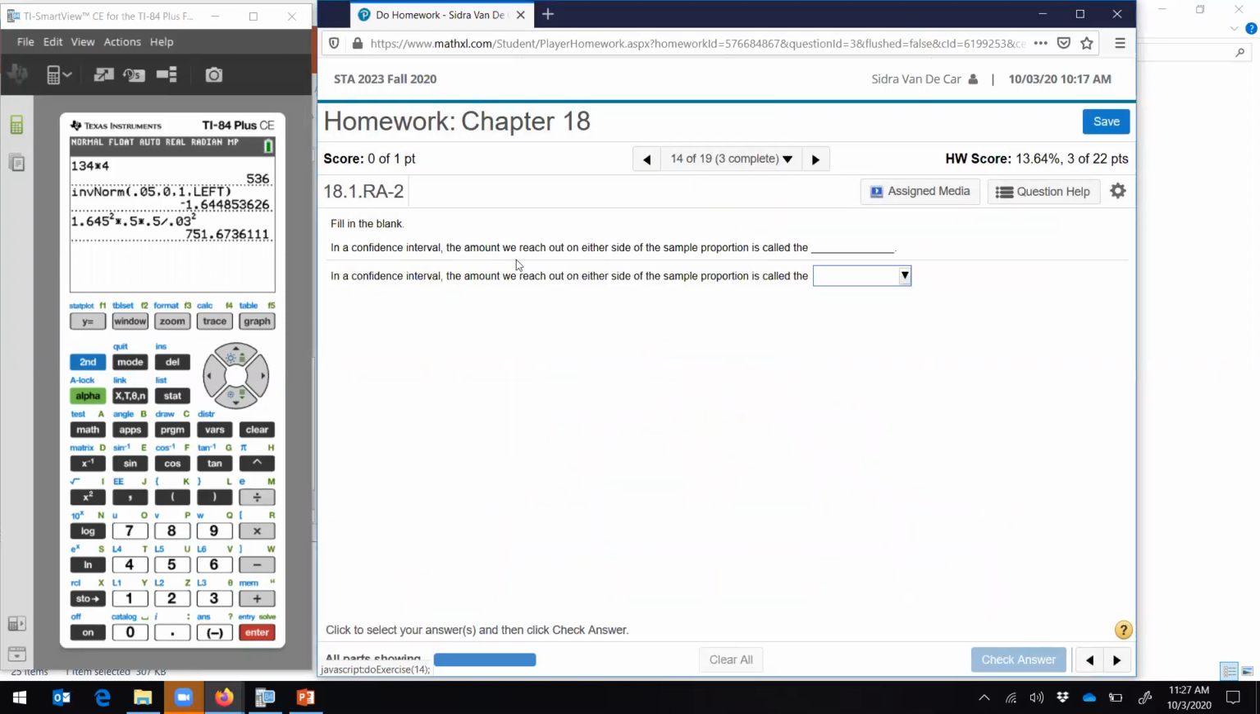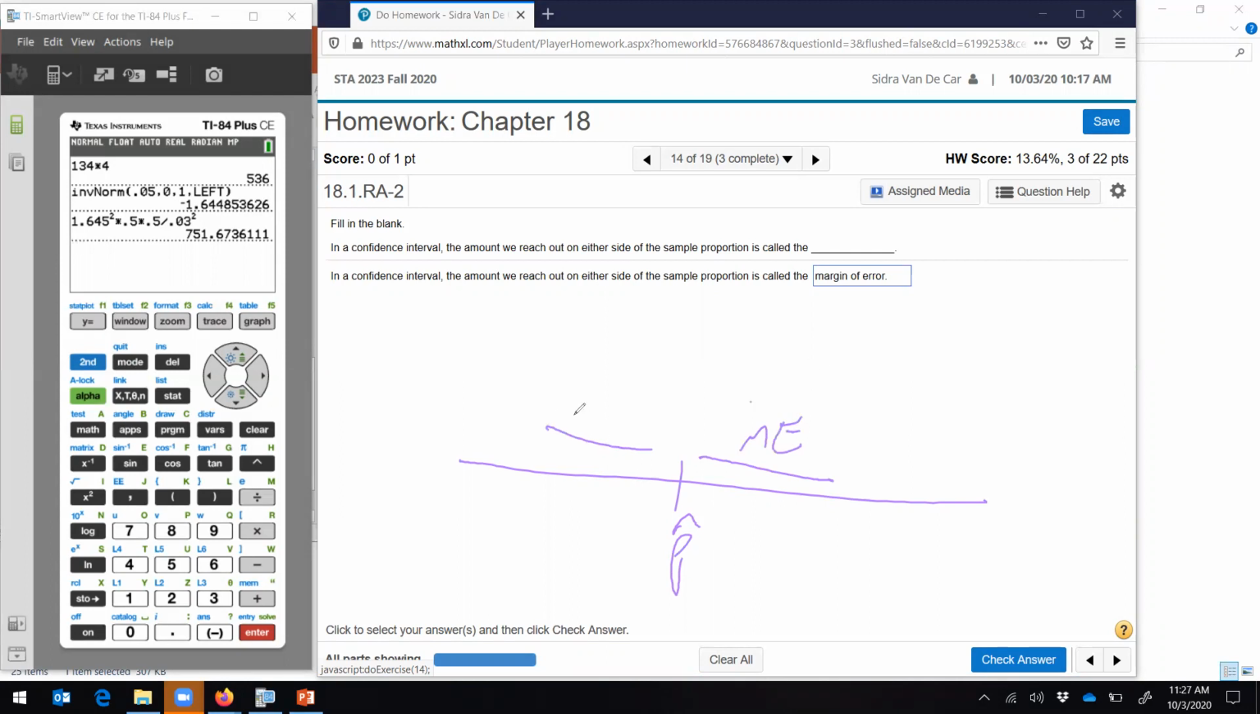In a confidence interval, the amount we reach out on either side of the sample proportion is called the margin of error, right? Remember what we're doing here is we're saying this is my P hat. And from the P hat, I'm going 1 margin of error this way and 1 margin of error this way. And that gives me the confidence interval that we hope contains the true population proportion, or whatever confidence level would contain it.